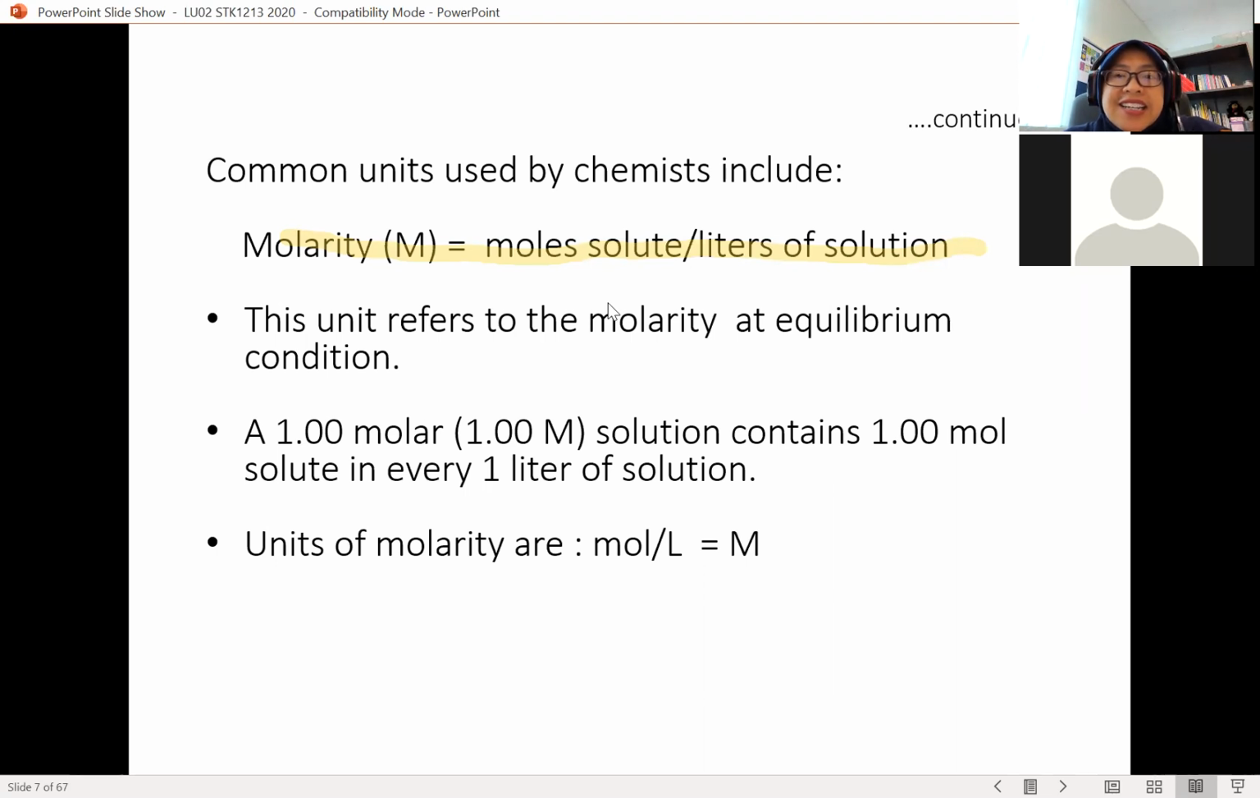Okay, I think somebody is highlighting my screen.